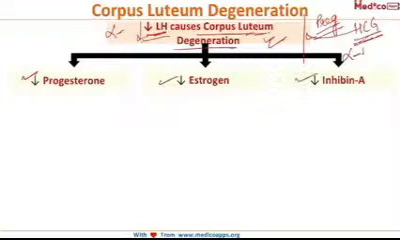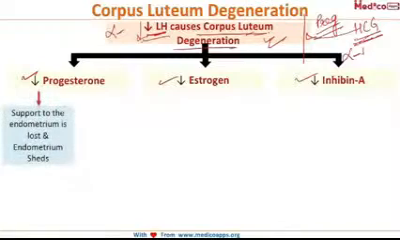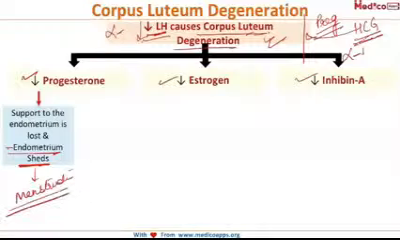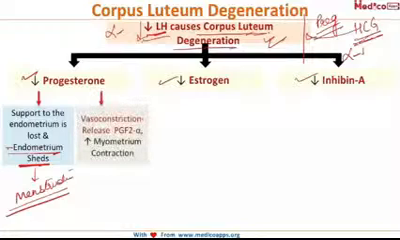Now this progesterone, we know, supports the endometrium, so the support to the endometrium will be lost and the endometrium starts shedding. And this is what we call menstruation. Now, along with this, progesterone, we know, is a smooth muscle relaxant. So, if there will be decrease in the values of the progesterone, then it will subsequently lead to vasoconstriction. And because of this vasoconstriction, there will be release of PGF2 alpha, a prostaglandin.